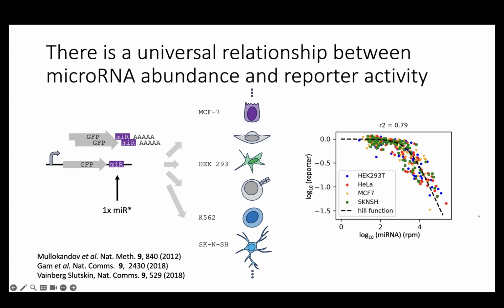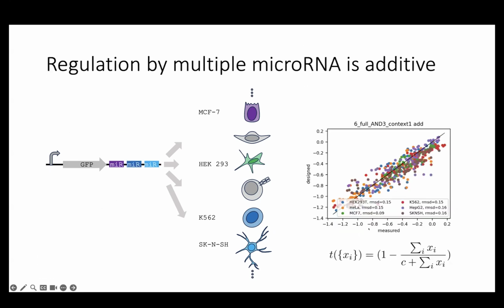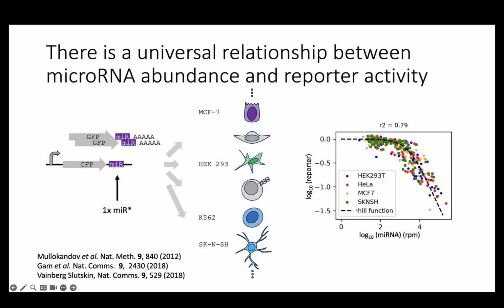Now, because the same microRNA could be made at different levels in all of these 4 different cell lines, there could be 4 dots for a particular microRNA. And because there's a few hundred microRNAs, there are many dots for different microRNAs and different cell lines. But all of those essentially follow this dashed curve, which is just a model that is basically 1 over 1 plus x. It's a Hill function with cooperativity n equals 1. That's a super simple model of microRNA regulation.